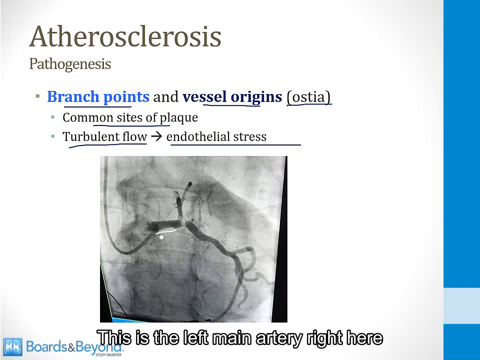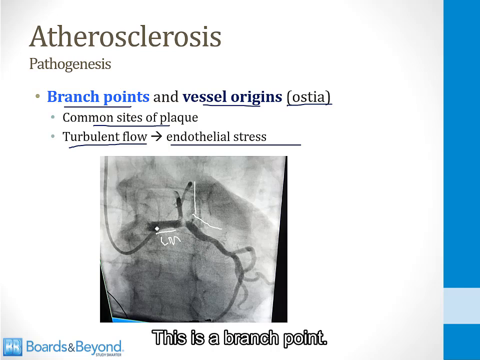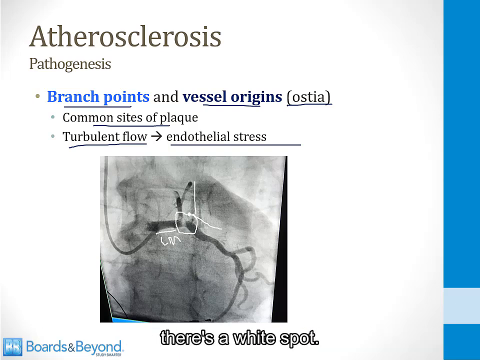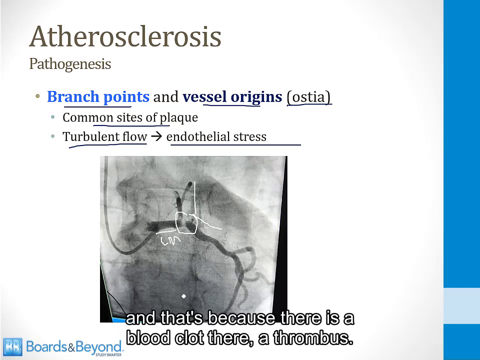Shown on the screen is a coronary angiogram from one of my patients. This is the left main artery right here, and it branches into the LAD and the circumflex artery. This is a branch point. Black dye is filling the vessel, but if you notice here at the branch between the left main, LAD and circumflex, there's a white spot. That means there is no dye in that spot, and that's because there is a blood clot there, a thrombus.